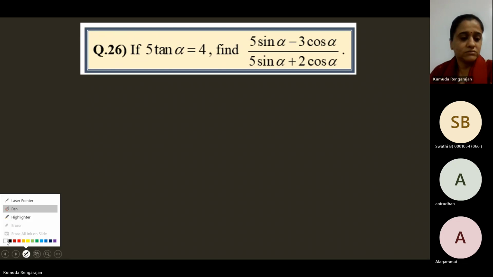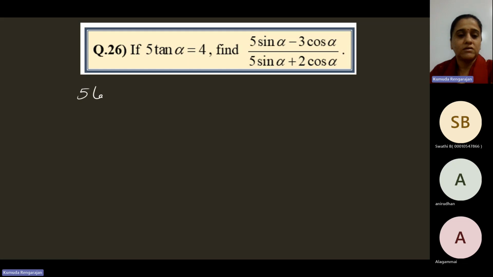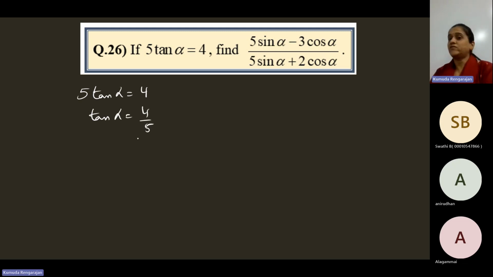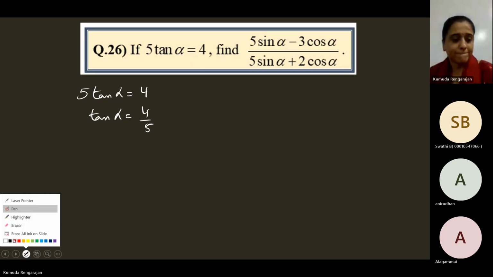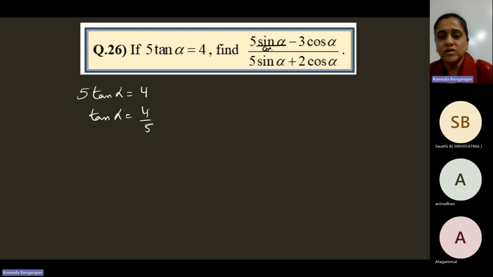Same thing here. Given tan alpha is equal to 4/5. Now you should divide the numerator and denominator by cos alpha. Divide by cos alpha, divide by cos alpha. So what will happen?